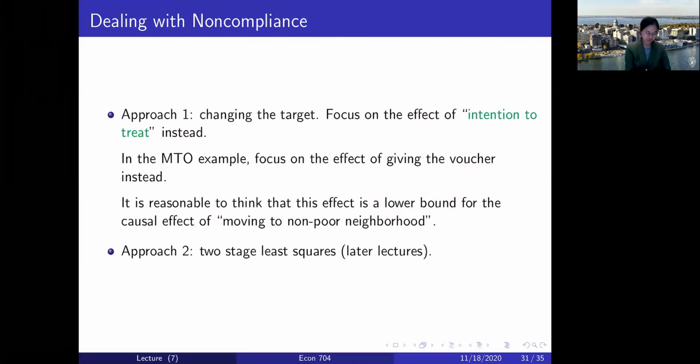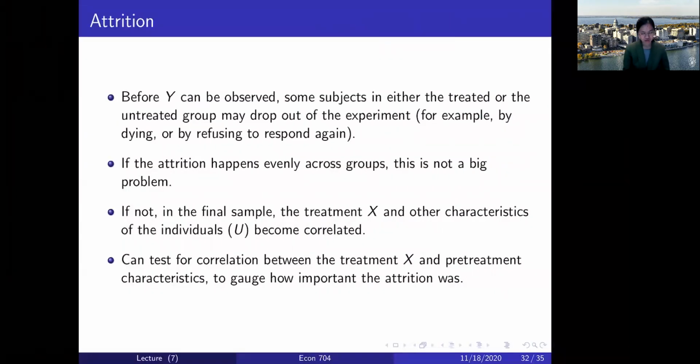So now that's approach one. Approach two is to use two-stage least squares. So suppose I still want to estimate the effect of moving. Can I do that? Well, you can do that, but not using the OLS estimator, but instead using two-stage least square, which we will talk about later on. Now that's the non-compliance, the first issue that threatens the internal validity of RCT.